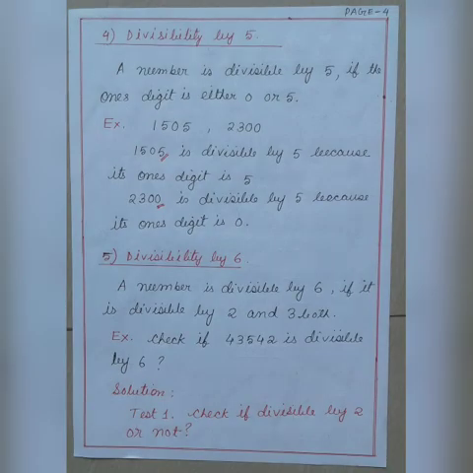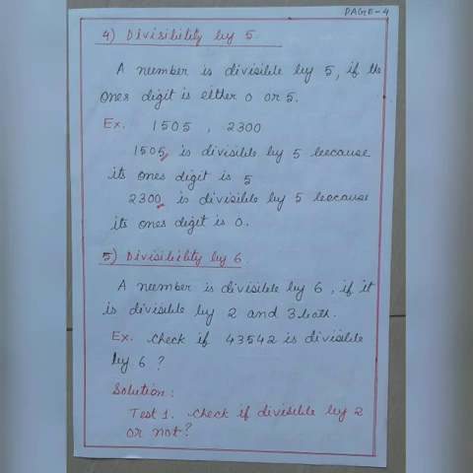Number 4, divisibility by 5. It is very easy. A number is divisible by 5 if the ones digit is either 0 or 5. If the last digit is 0 or 5, the number is divisible by 5. Example, I have taken 1505 and 2300. The last digit of 1505 is 5, so it is divisible by 5. The last digit of 2300 is 0, so it is divisible by 5.